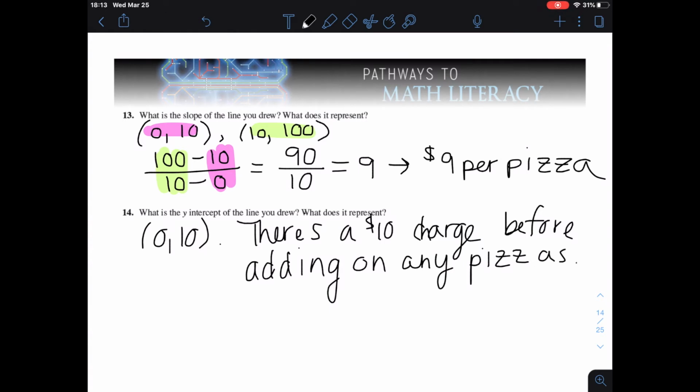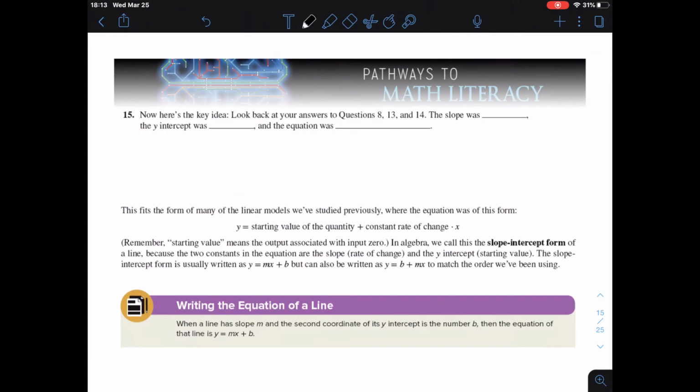Okay. So that y-intercept is still my cost when I have no pizzas. This is kind of a really key concept. The slope was always $9 regardless of what it was. And then in the last one, the y-intercept was (0, 10). The equation for our cost was 9 times the number of pizzas plus 10.